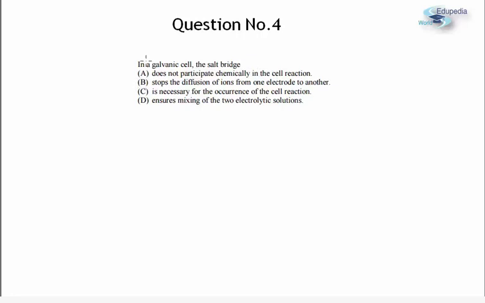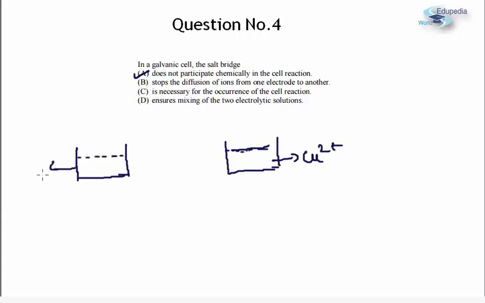It states that in a galvanic cell, the salt bridge, first option says, does not participate chemically in the cell reaction. Now obviously this is a correct answer, because if I try to briefly explain the function of a salt bridge, suppose I have a galvanic cell over here. Here I have my anode, which is a zinc electrode, and here let's say I have a solution of Cu2+. I am considering a Daniell cell. So this is my solution of Cu2+, and this is my solution of Zn2+. In this I have a zinc rod, and in this I have a copper rod.